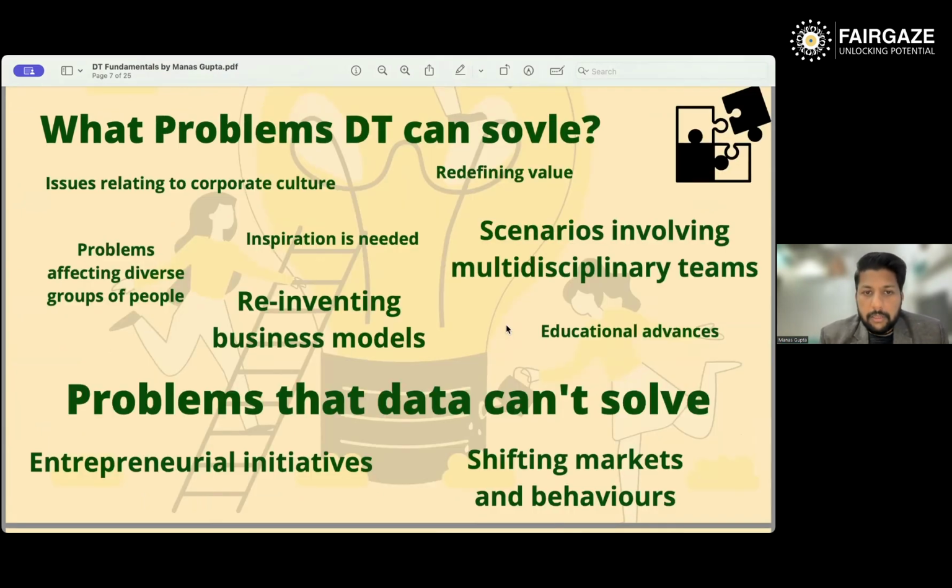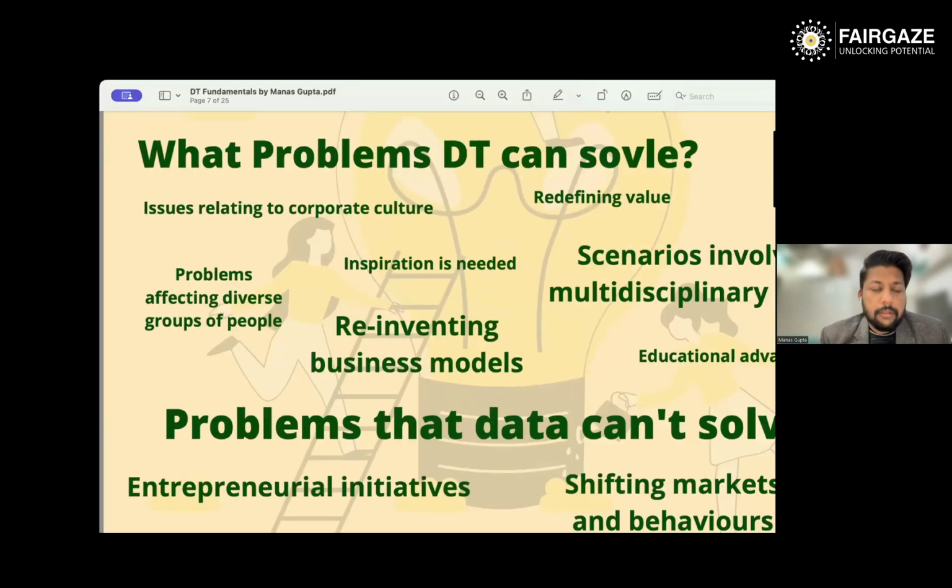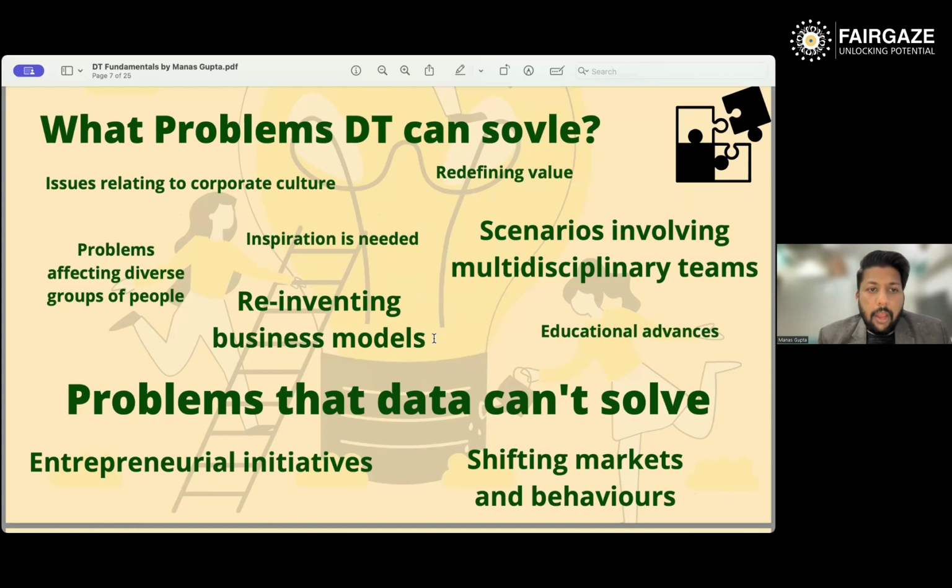What could be solved from design thinking? Any kind of problem which is affecting a diverse group. For example, we have seen a lot of problems, like how we are going to solve, let's say, the COVID problem. A lot of us got affected with COVID, and every one of us got affected. So we need to rethink how we can move on with our life again.